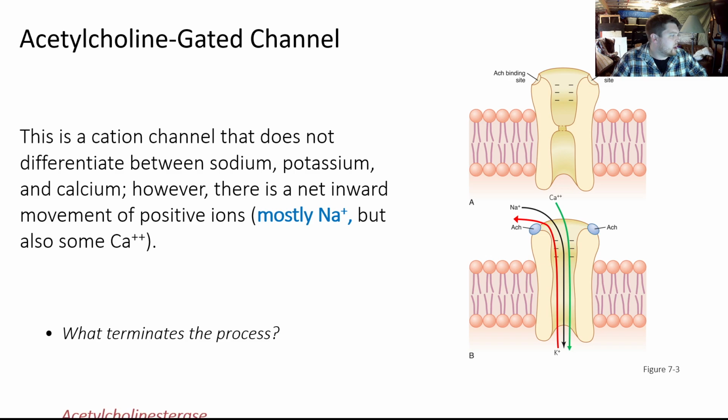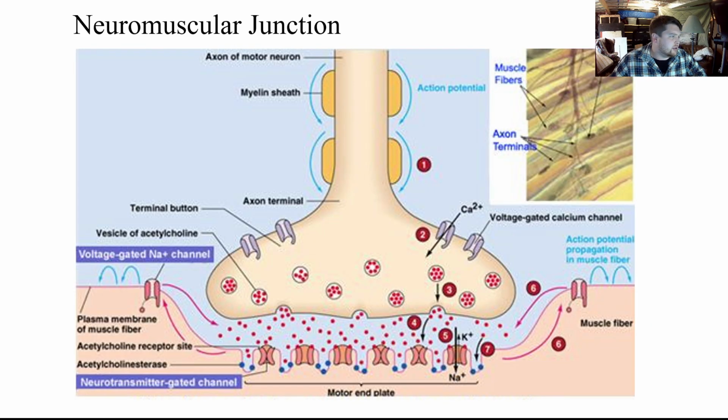Specifically, what ends this process? Of course, we don't want the muscles constantly receiving stimulation over and over again. Otherwise, we'd have uncontrolled contraction, continuous excitation and continuous contraction of the muscles. So an enzyme called acetylcholinesterase gets released into that synaptic cleft, breaks down that acetylcholine, and it gets reabsorbed and recycled back into the axon terminal to be used again. Again, here's that whole neuromuscular junction.